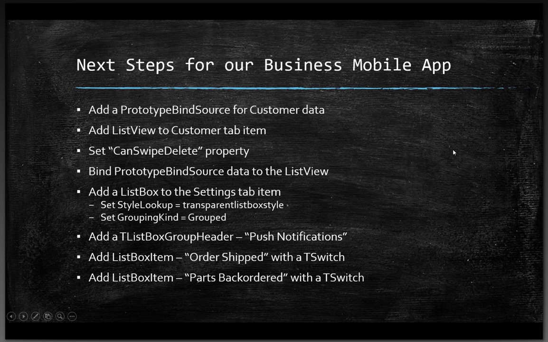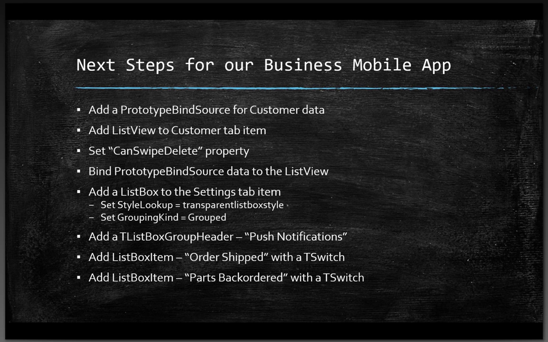Now for our business mobile app, what I want you to do before the next time is to add a prototype bind source into the application. Go to the customer tab, put a list view down on the customer tab, set the can swipe delete for the list view. Go to the prototype bind source and add some columns, add some fields, and then connect with the Live Bindings Designer. Connect the prototype bind source to the list view.